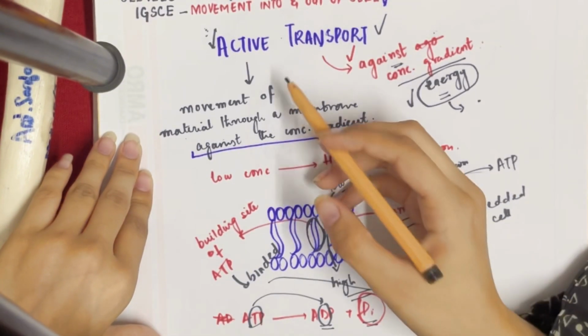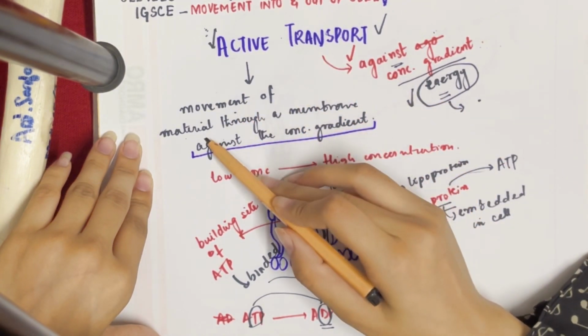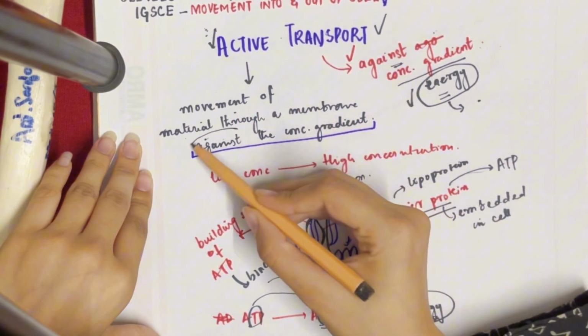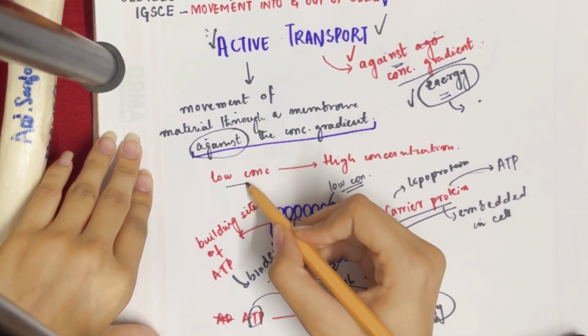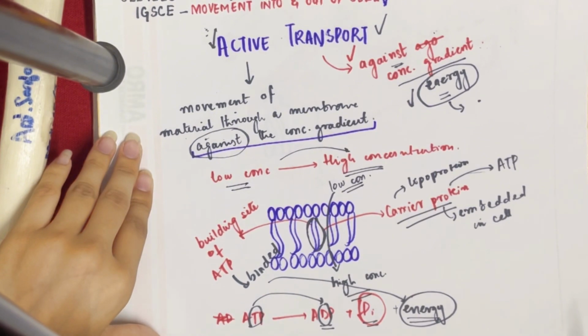All right. The definition of active transport is the movement of material through a membrane against the concentration gradient. That is the movement from the lower concentration to the higher concentration.